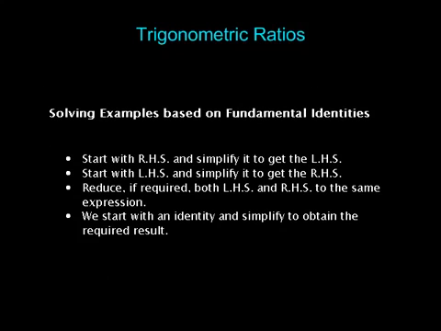While solving the examples on identities, you can use any one of the following 4 methods. Number 1, start with RHS and simplify it to get LHS. Second, start with LHS and simplify it to get the RHS. Number 3, reduce if required both LHS and RHS to the same expression. Number 4, begin with an identity and if possible, obtain both the sides simultaneously.